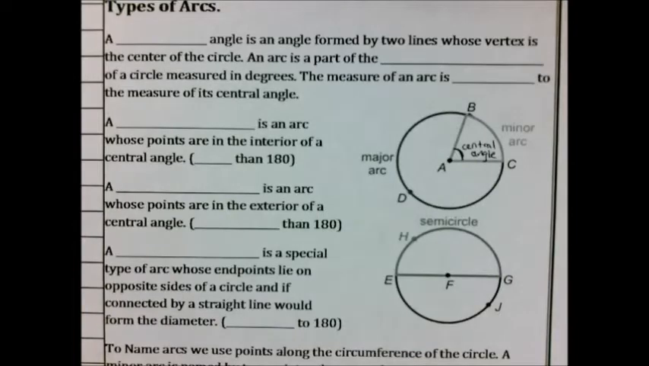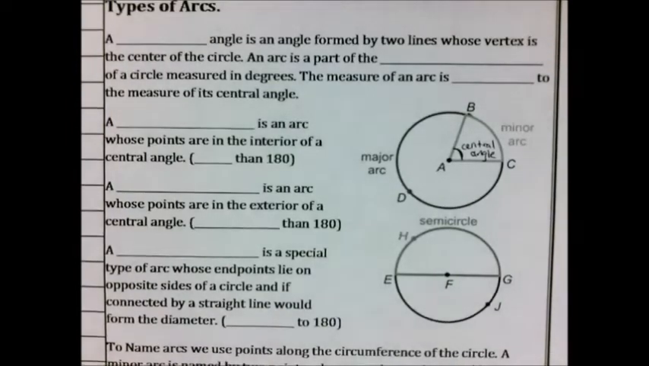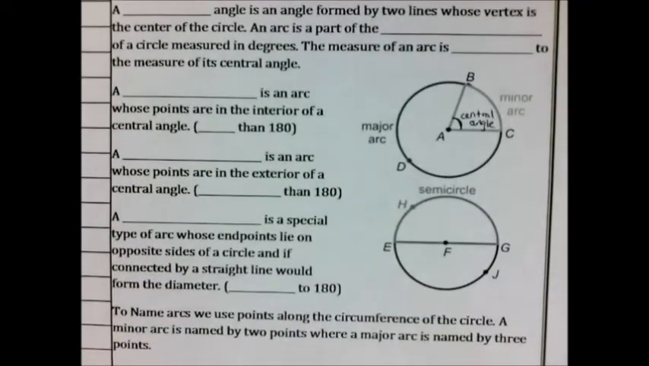Then you have a semicircle. A semicircle is an arc whose points are in the exterior of a central angle. Those are equal to 180 degrees. That's your straight line. It's marked by the diameter of a circle. That gives you the semicircle. All right? So, now that we've got a couple of those things out of the way, I'm going to just go down here real quickly.